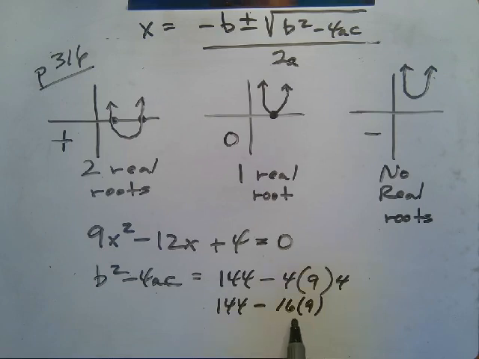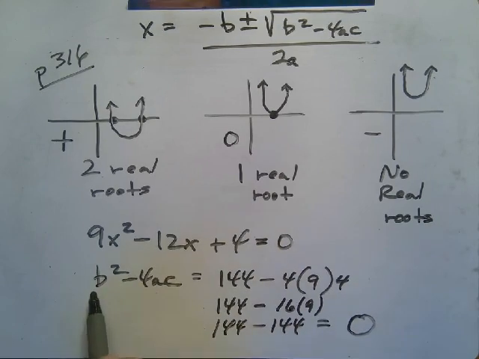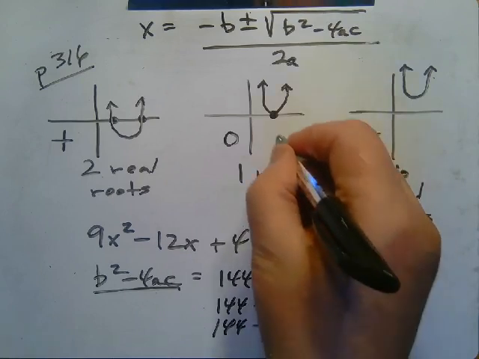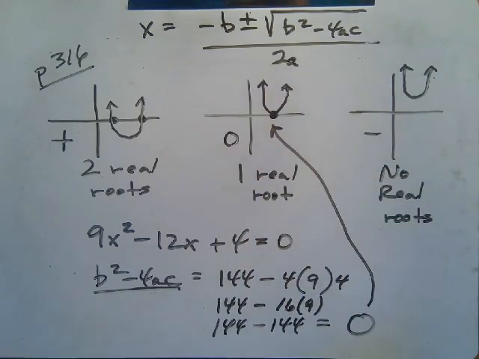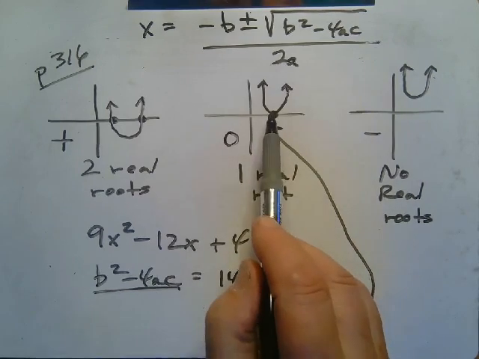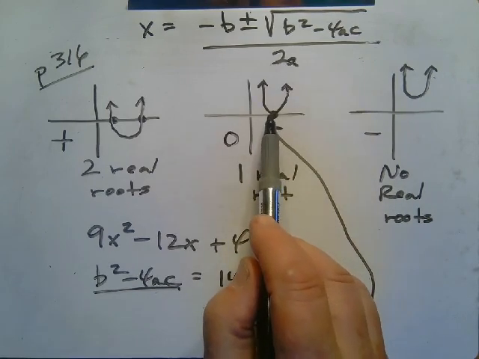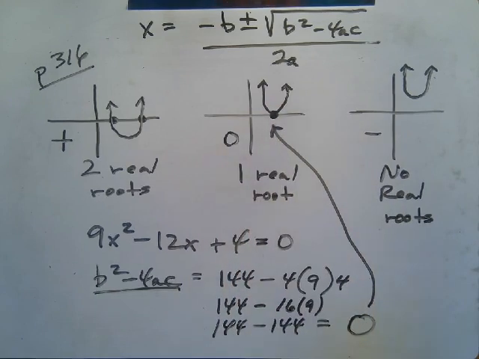16 times 9 is also 144. So 144 minus 144 is 0. That tells me if the discriminant is 0, it's got to be this situation here, because it's got one real root, and that parabola is going to sit on the x-axis, right on its vertex, or it may hang from it. Okay, let's take on another one here.